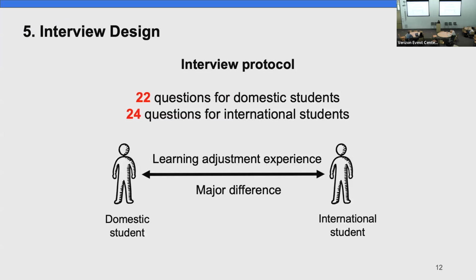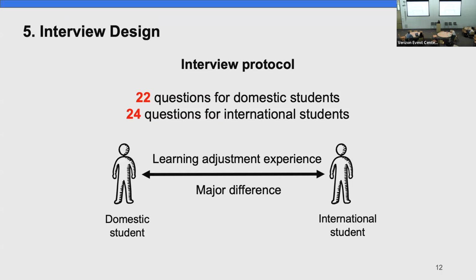And the next part, I will talk about our interview design. We designed 2 interview protocols for both domestic and international students. In the protocol for domestic students, we included 22 questions, and for international students, we had 24 questions. The only difference between the 2 protocols is that we asked international students about their learning adjustment experience after they came to the US to study.